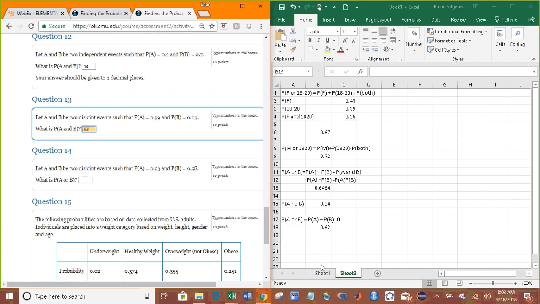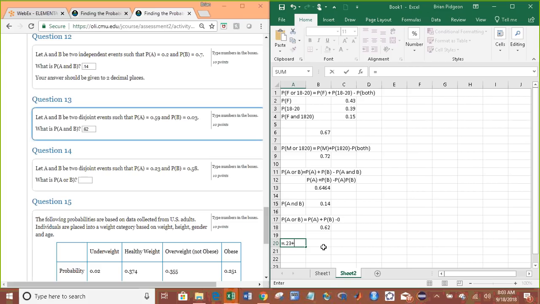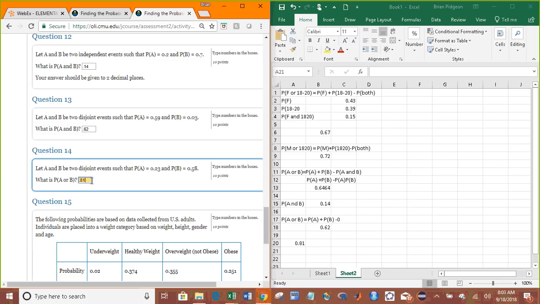Same thing with this next question. What is probability A or B? Well, that's just the probability of A plus the probability of B. Because when you subtract away their intersection, you're subtracting 0.